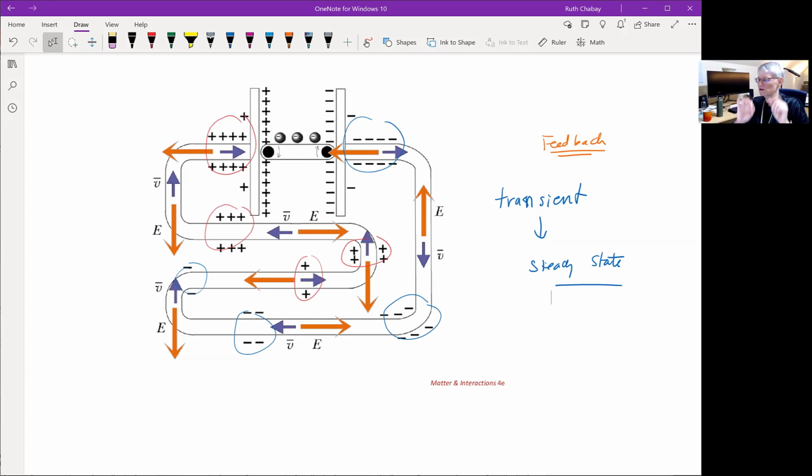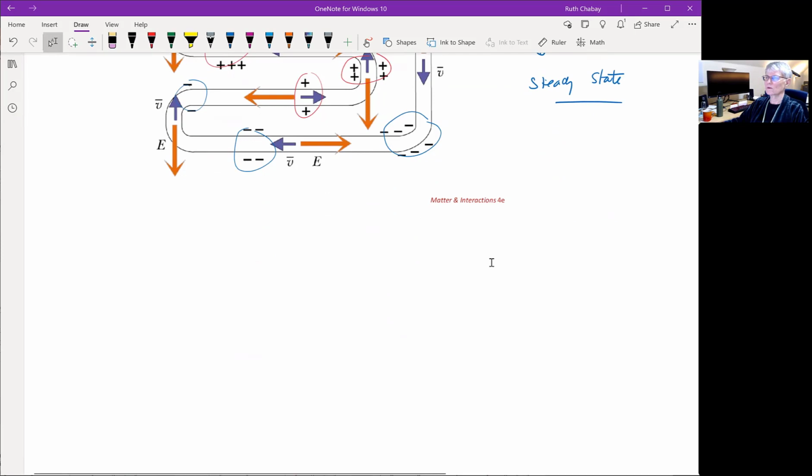Dr. Chabay? Yeah. So I guess I'm still a little bit lost on earlier in the lecture, you mentioned that a common misconception is that electrons just kind of push each other through the wires. Could you explain again why that isn't necessarily the case? I understand that they don't physically touch and push each other. Right. It's because the interior of the wire is neutral.